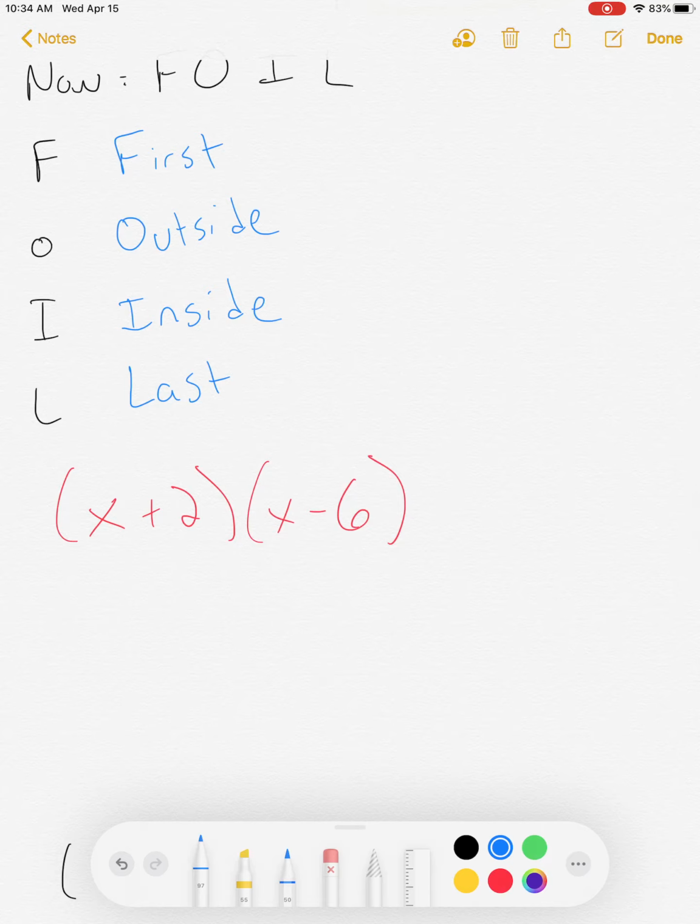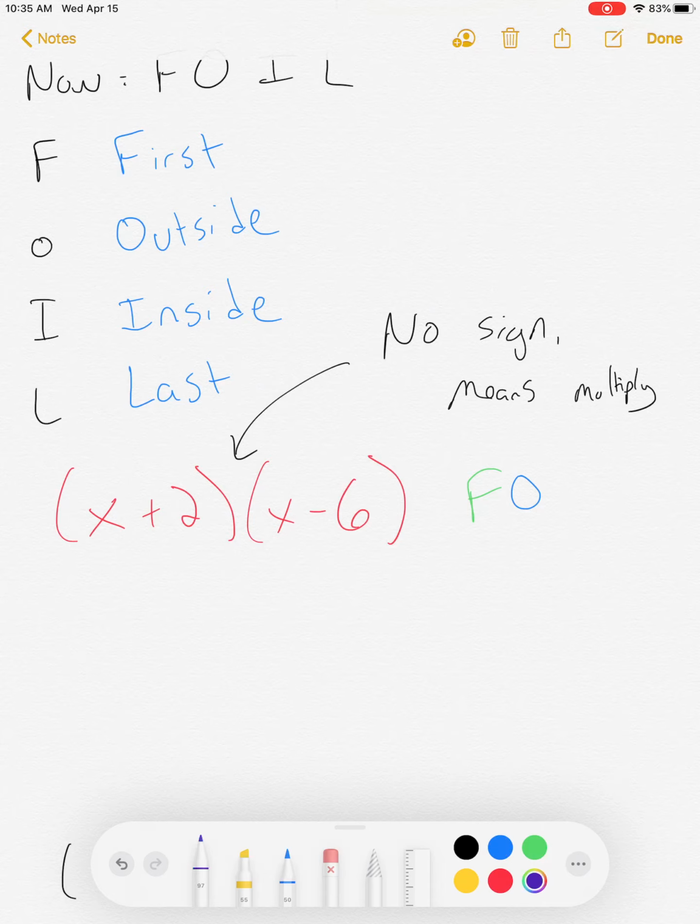So in the first example, we have x plus 2 in parentheses times x minus 6 in parentheses. How do you know it's times? Well, there's no sign here. That means it's multiply. Okay, so FOIL. I'm going to try to color code this.